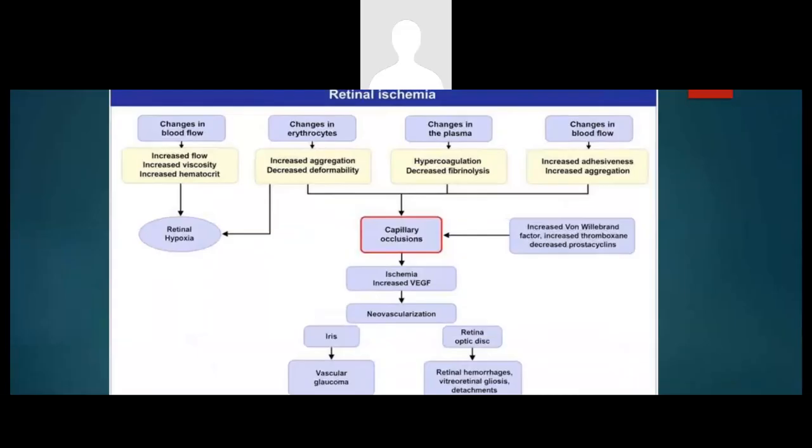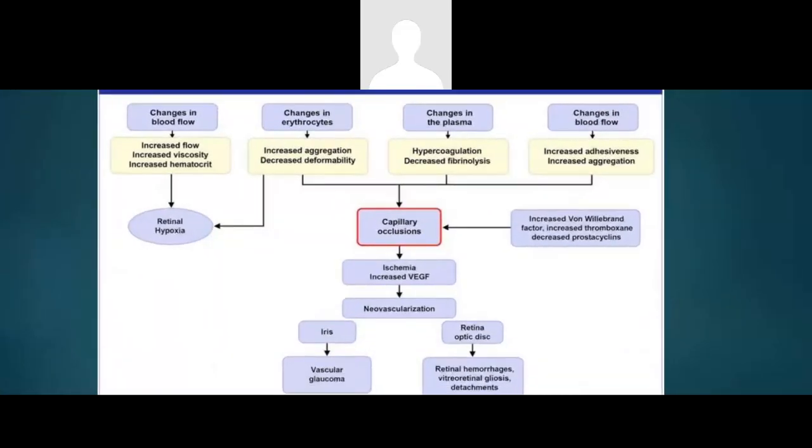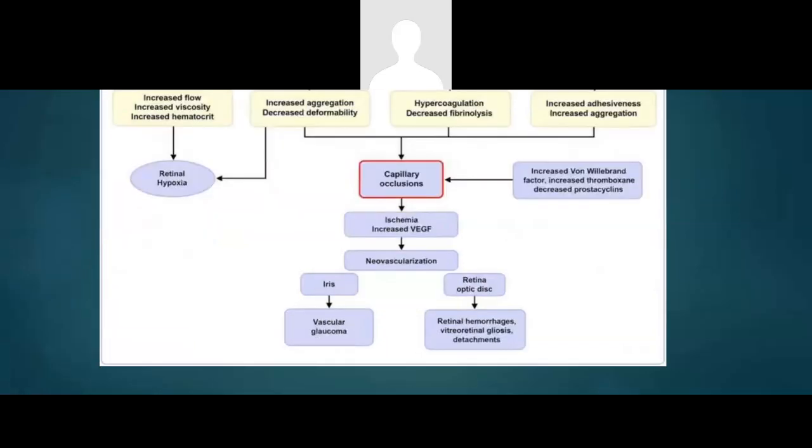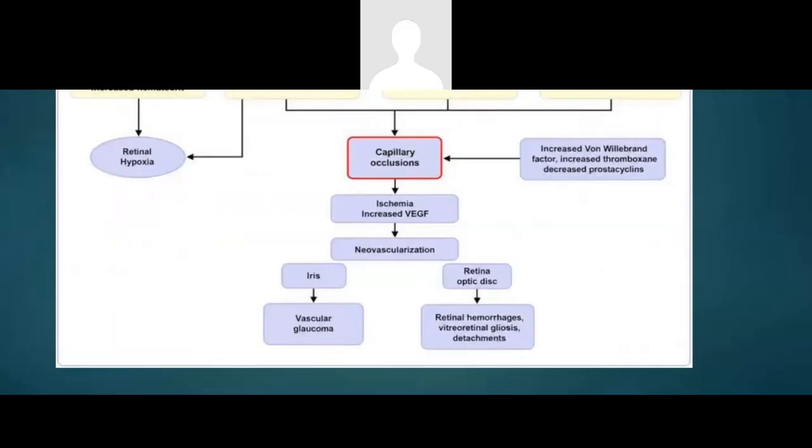is hypercoagulation or decreased fibrinolysis, or changes in the blood flow, which result in increased aggregation, which usually results in capillary occlusions, which results in ischemia, which causes stimulation of VEGF, which causes neovascularization. If that is in the iris, it can progress to neovascular glaucoma, and in the retina, it causes retinal hemorrhages, vitreoretinal gliosis, and detachments, and in diabetic retinopathy it can cause proliferative diabetic retinopathy and advanced diabetic eye disease.